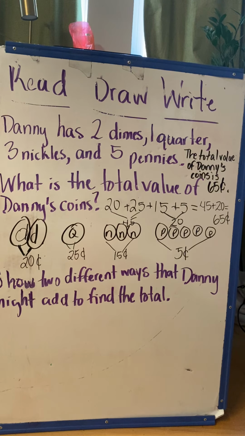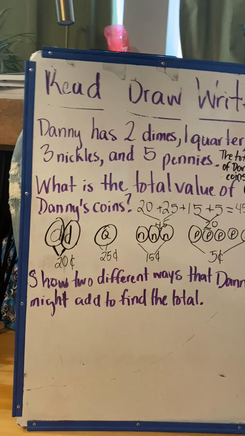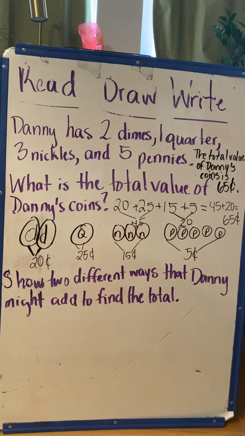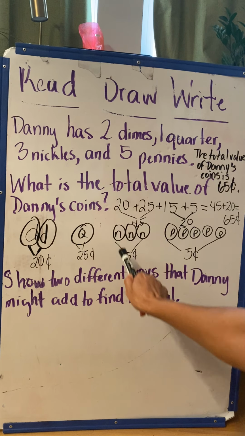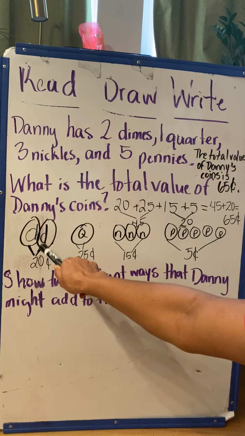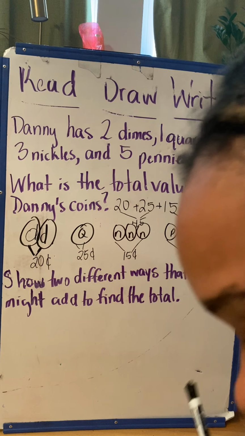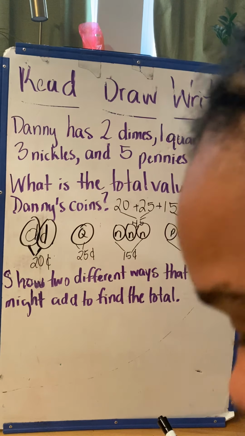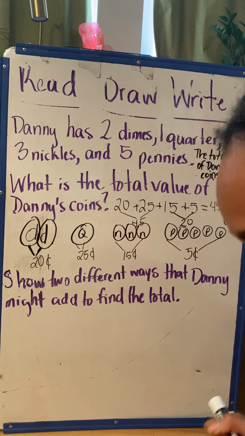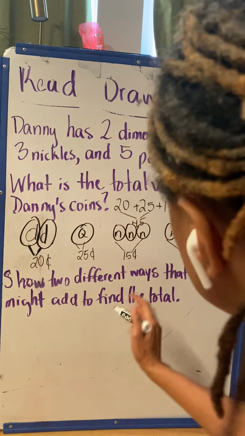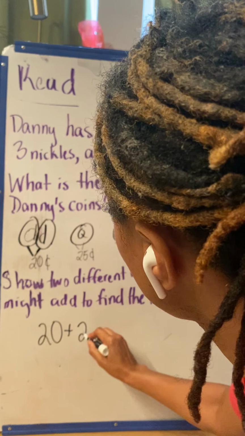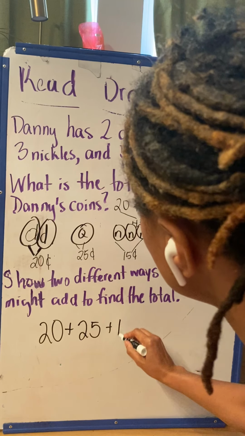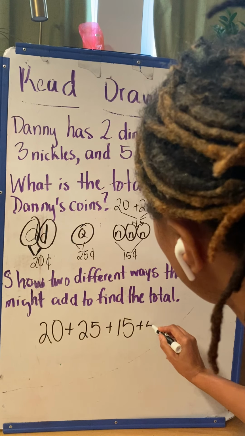All right. Now we're not done. This is a 2-part question. They want us to show 2 different ways that Danny might add to find the total. So we showed one way here in which we added the like coins together. And now we can show another way down here. So we have 20 plus 25 plus 15 plus 5.